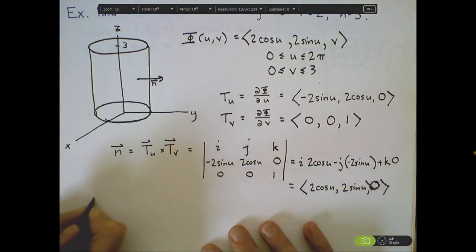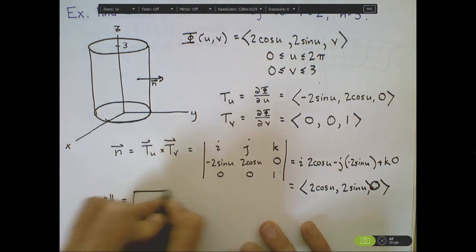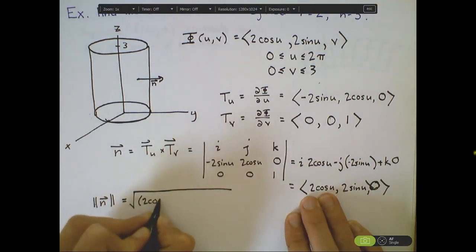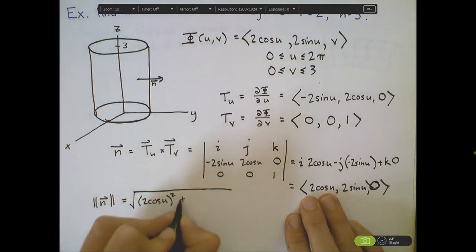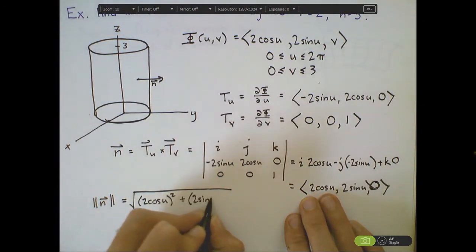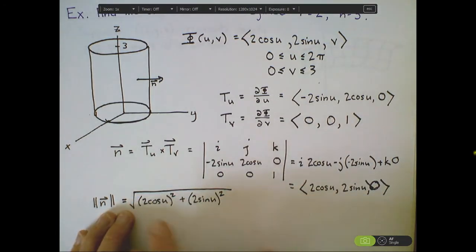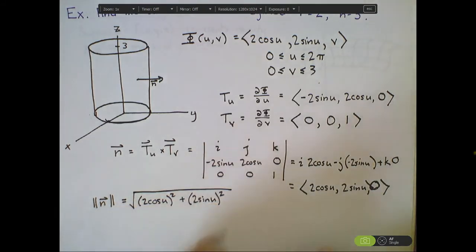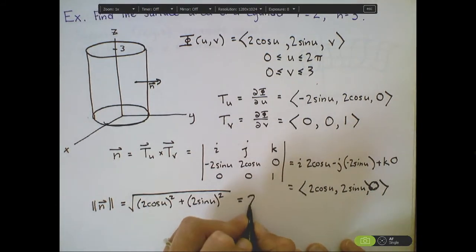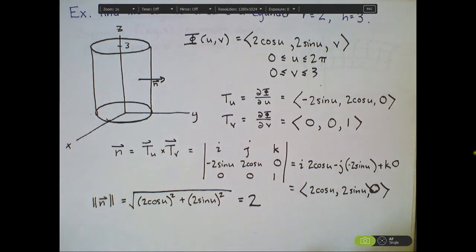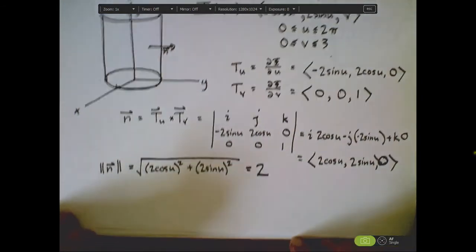Let's find the magnitude of n. That's equal to the square root of the first component squared, 2 cosine u squared, plus 2 sine u squared. So I can factor out a 4. Cosine squared plus sine squared is equal to 1. The square root of 4 is 2. That's a lot of work in my head, but you can verify that. But that was all of the hard part.